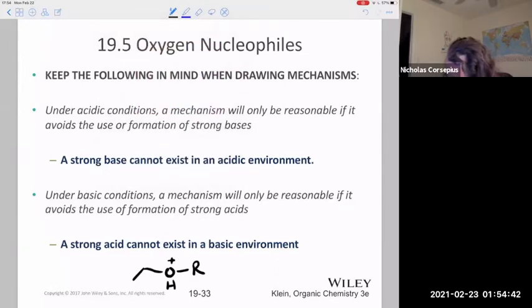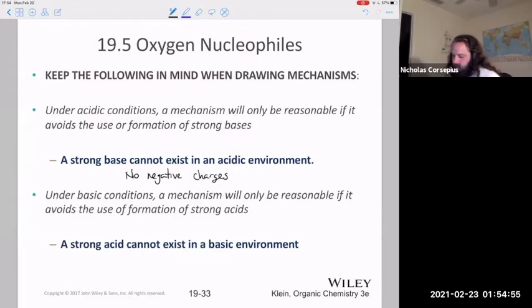Strong base cannot exist under acidic conditions, so no negative charges. And then a strong acid cannot exist under basic conditions, so no positive charges.